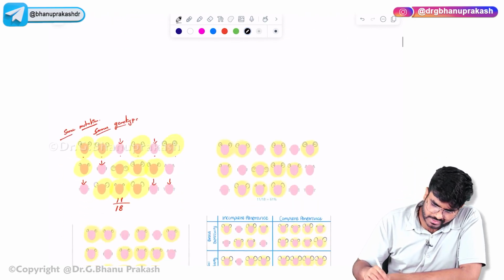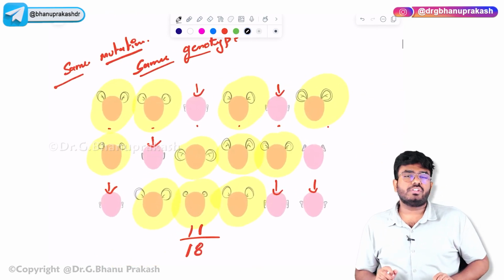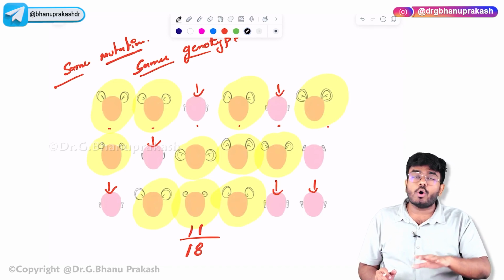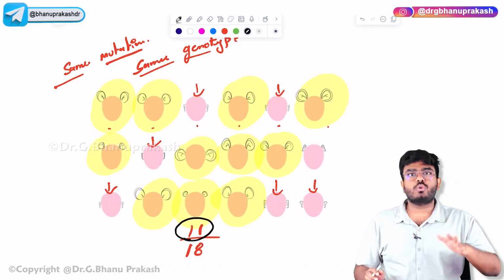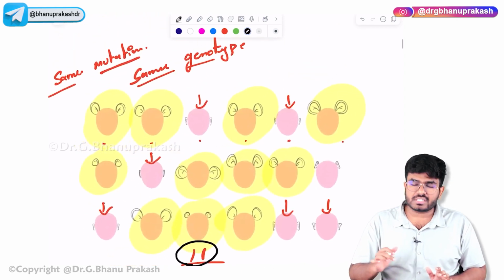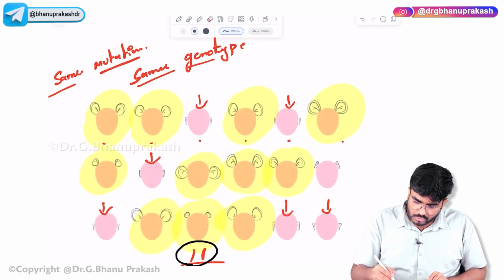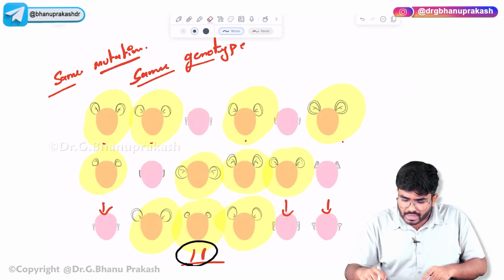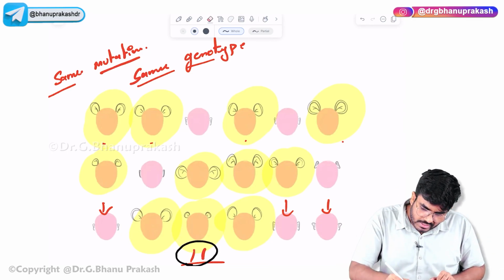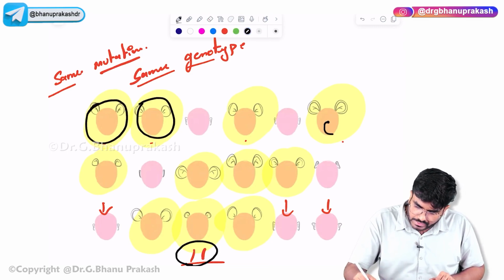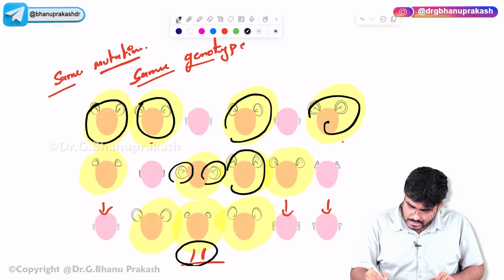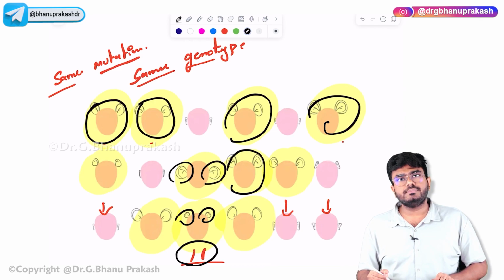So what do I mean by that? For example, look here. See, there are 18 individuals. These 18 individuals are having the same genotype. But only 11 individuals are showing the phenotype, means bigger size ears. But my question to you, see, out of these 11 individuals who are having the disease, do they have the same expressivity, same phenotype? Yes, they are having bigger ears, but are all of them having the same type of bigger ears? No. For example, look here, these fellows are having bigger ears. Okay, that's good. But these individuals are having a different type of ears.